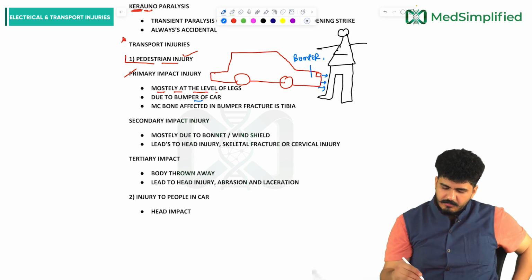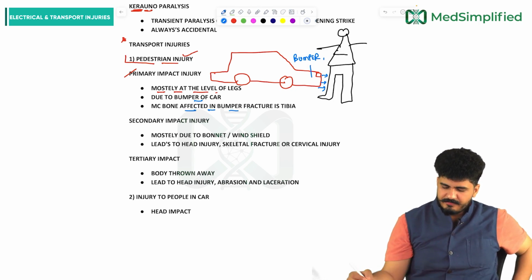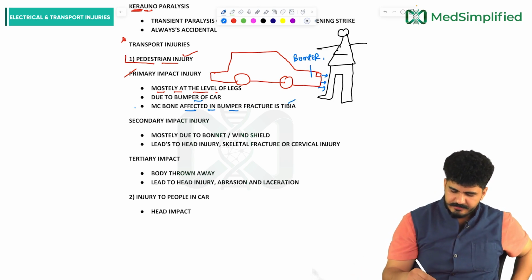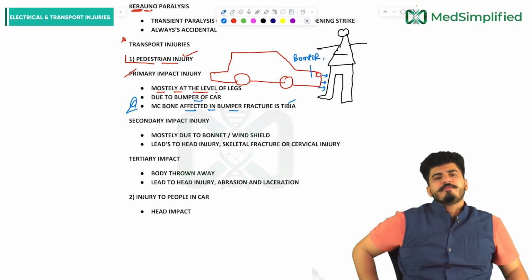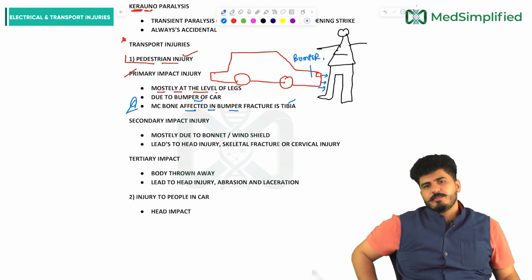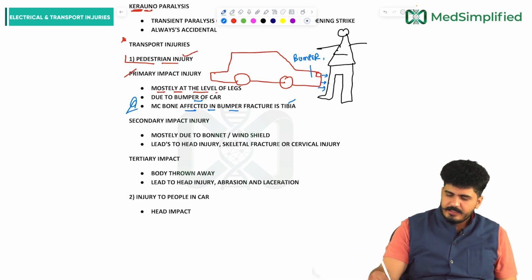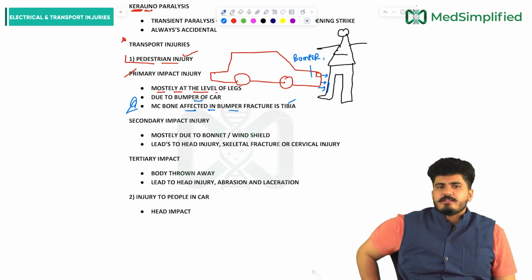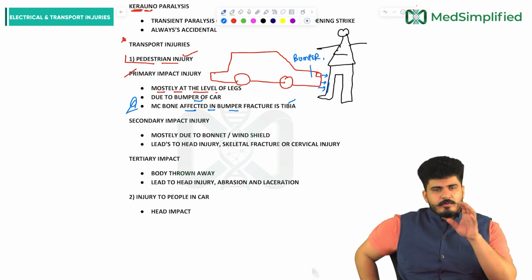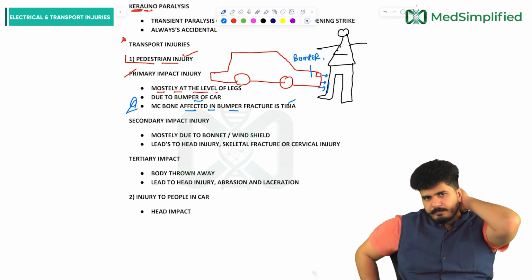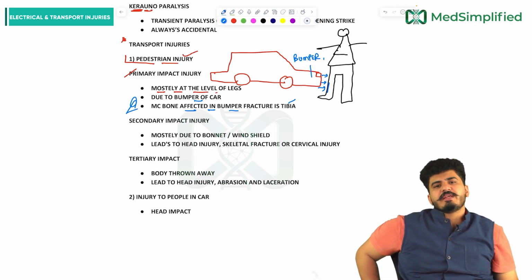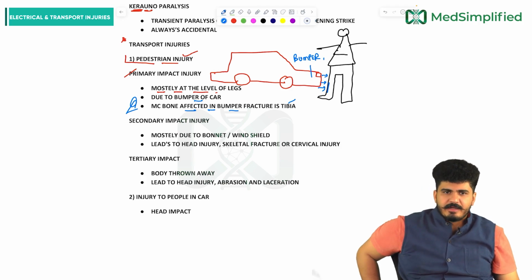The most common bone in bumper fracture is the tibia. This is an important MCQ. The most common bone affected in case of bumper fracture is your tibia, the lower bone, the shin. So primary impact is mostly at the level of legs due to the bumper of the car. The most common bone affected in a bumper fracture is the tibia, my dear friends.